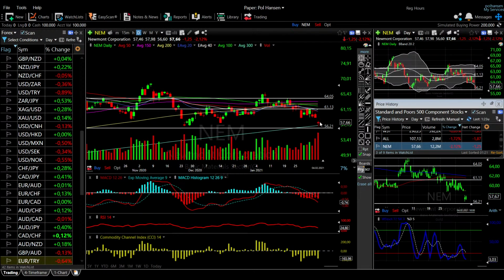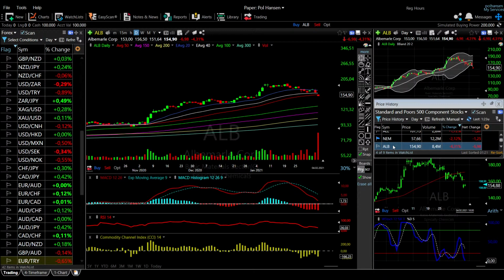It could stay here for a while. If it stays here for 3 days and does not move lower than this, that is an even better indication that we will go significantly higher. So I'll definitely put a sign on this that this should be a stock to look after.